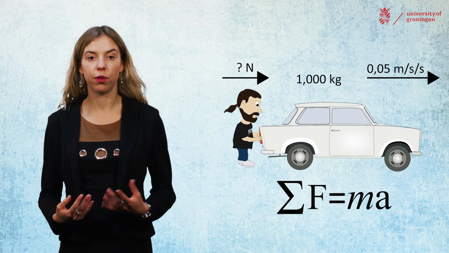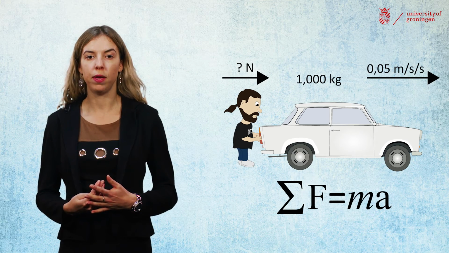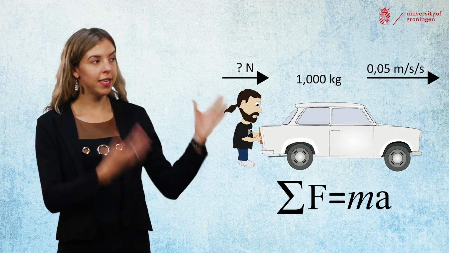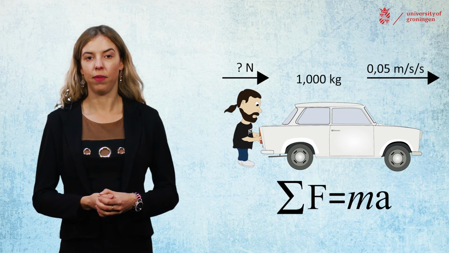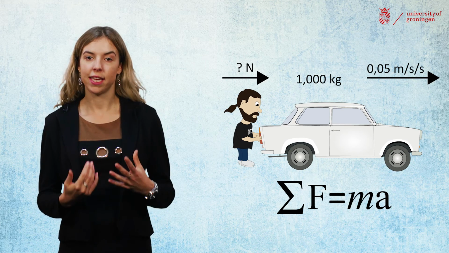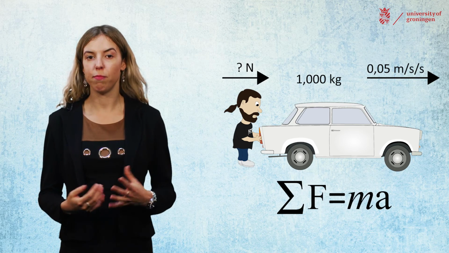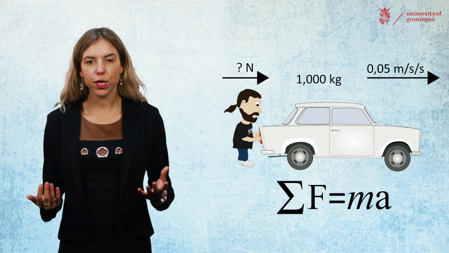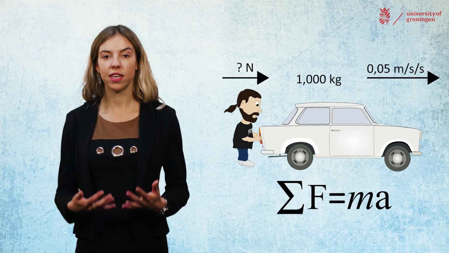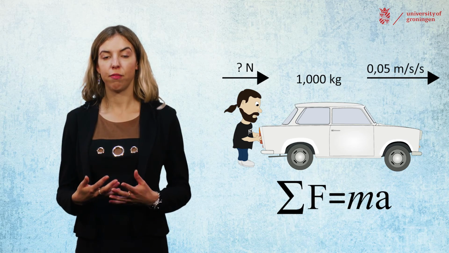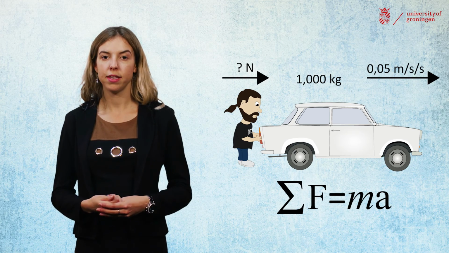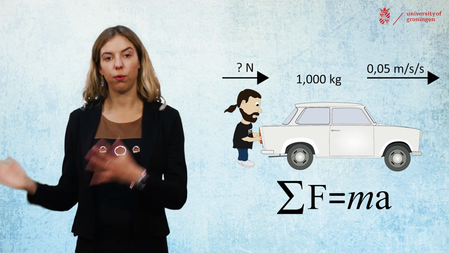theory. For example, you can apply the formula of Newton to calculate how strong you have to be to push a car. Assume that this car weighs 1000 kilo and you want to push the car with an acceleration of 0.05 meters per second squared. What force do you need to apply? From Newton's second law, we know that the force is equal to the mass times the acceleration. So, 1000 kilo times 0.05 meters per second squared equals 50 Newton in the direction to the right.